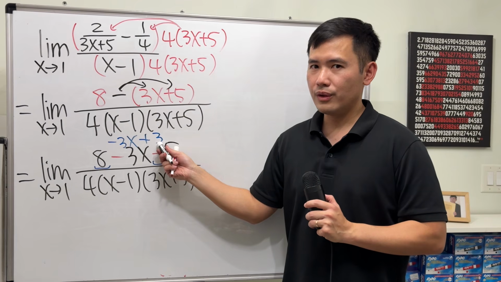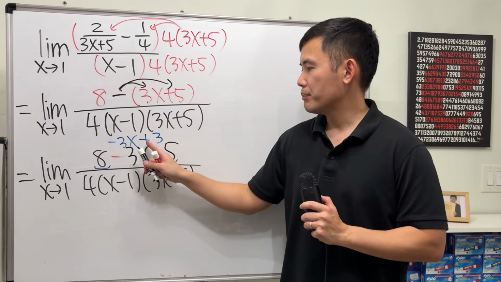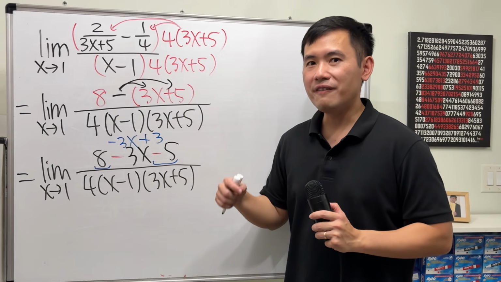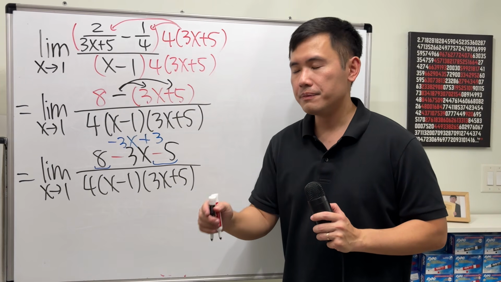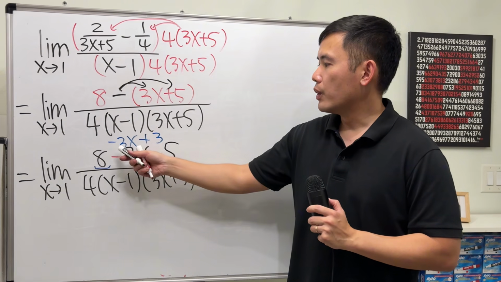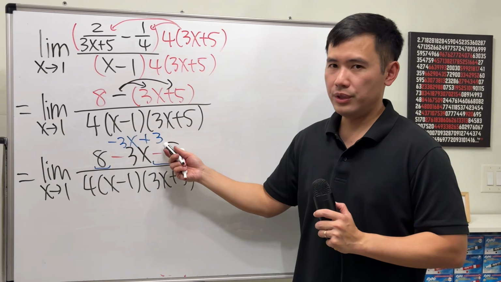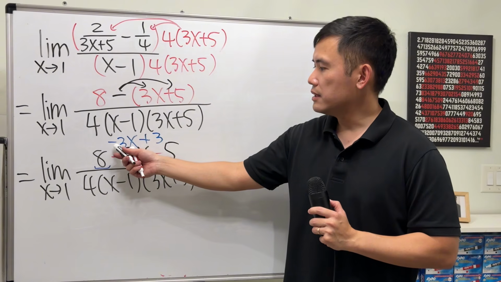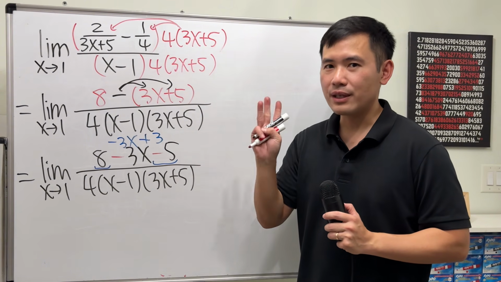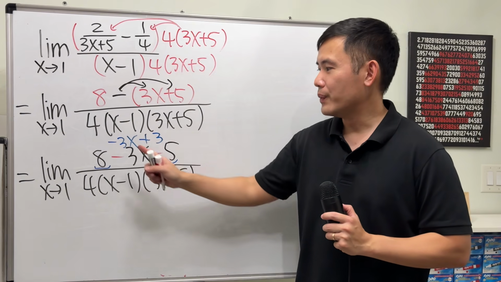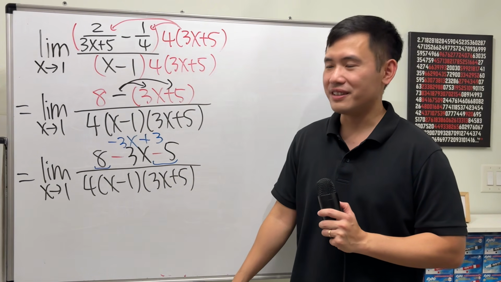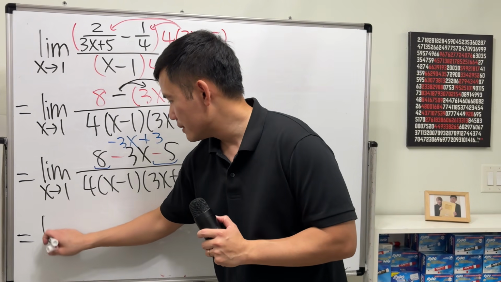What can we do though? We have negative 3x plus 3. We can factor out 3. But in fact, we are also going to bring out the negative as well. So you can see this will be matched later. So let's do that.